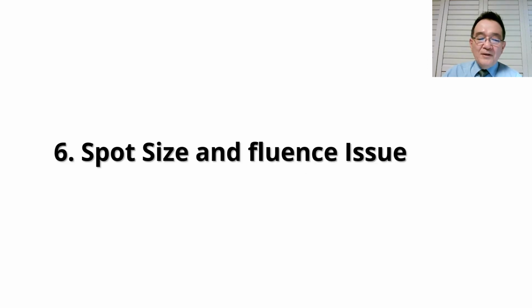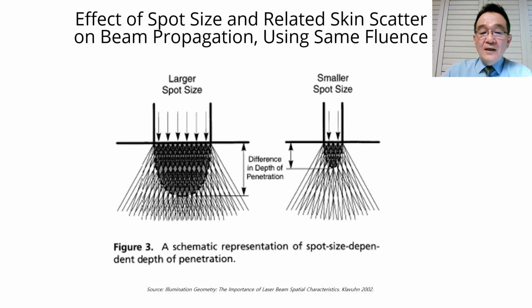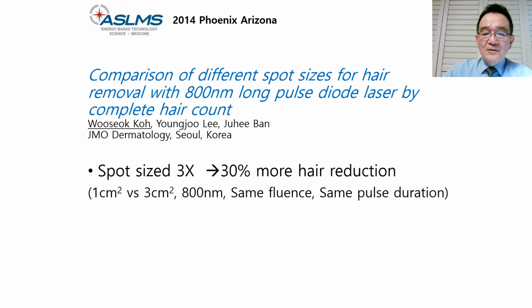I'll talk about spot size and fluence issue briefly. As we know, if we use the same fluence, the light penetrates deeper with a larger spot. I reported at the ASLMS meeting that a 3 times larger spot size makes 30% more hair reduction.